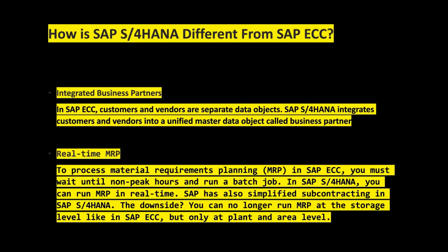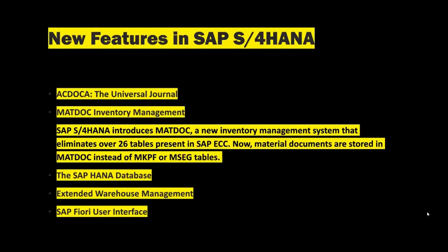The next here is the real-time MRP. To process material requirement planning in SAP ECC, you must wait until non-peak hours and run a batch job. In SAP S4HANA, you can run MRP in real time. SAP has also simplified subcontracting in SAP S4HANA. Now, the downside is you can no longer run MRP at the storage level like in SAP ECC, but only at the plant and area level.